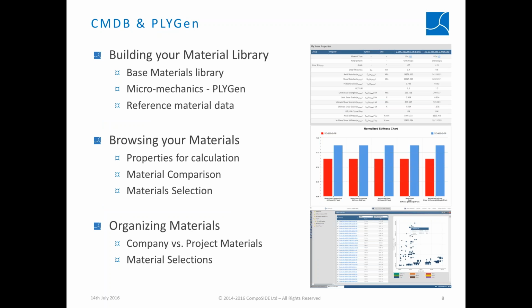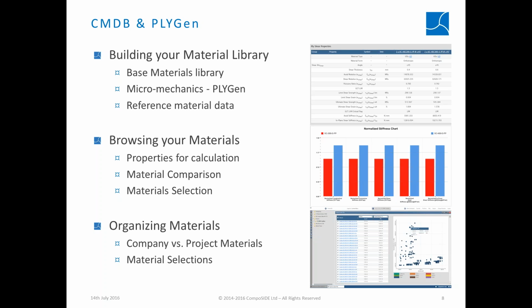CMDB and Plygen are the modules dedicated to the material management library. It allows you to start with a basic material library of roughly 60 generic materials that we will provide as soon as you register for trial or the commercial edition, but also to create your own new materials using micromechanics integrated into the Plygen module.